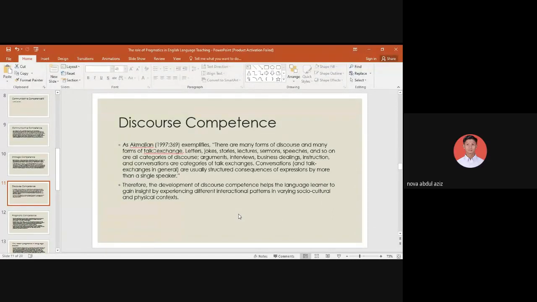Discourse competence. As mentioned, 1997, page 369, exemplifies there are many forms of discourse and many forms of talk exchange. Letters, jokes, stories, lectures, sermons, speeches, and so on are all categories of discourse. Arguments, interviews, business dealings, instruction, and conversations are categories of talk exchanges. Conversations and talk exchanges in general are usually structured consequences of expressions by more than a single speaker. Therefore, the development of discourse competence helps the language learner to gain insight by, I'm sorry, experiencing.